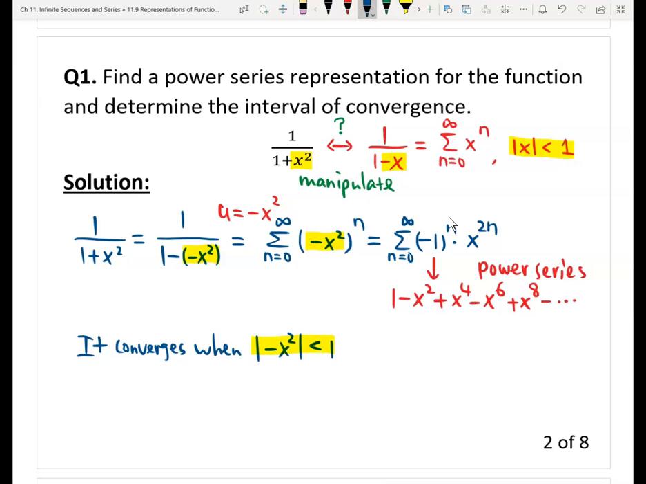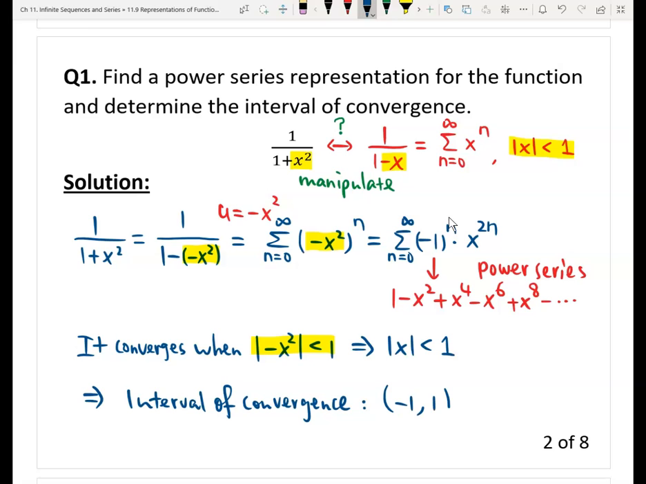Easy to solve. If we solve this, what do we get? We get the absolute value of x less than 1. And this is the domain, the interval of convergence. So let me write it down. Therefore, we find that the interval of convergence of the series we got is negative 1 to 1, an open interval. So here is the first question.